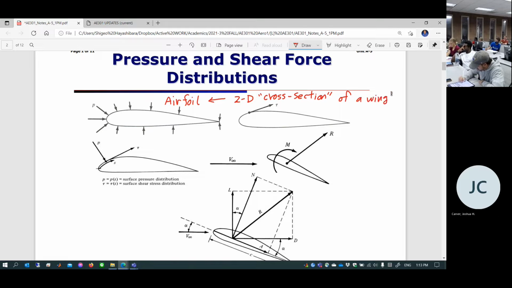Okay, good. So we begin our discussion of the cross-section of a wing. A wing can have a variety of changes in cross-section across the span from root to tip, or it could be the same cross-section from root to tip. But anyway, at each cross-section of a wing, you're going to have two things. One is, of course, what's this? P. Pressure. This is the surface pressure distribution over the surface.